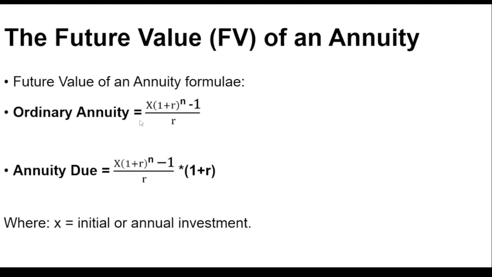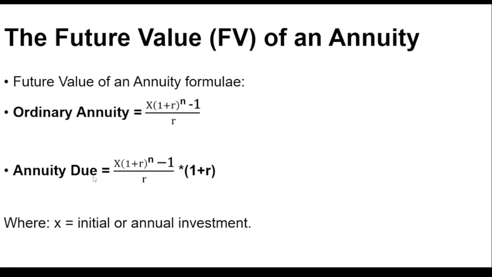All right. So these are the formulas for calculating the two types of annuities. We have the ordinary annuity formula. So we have X amount, which is the initial or the annual investment you are making, multiplied by (1 + R) raised to the power n, minus 1, divided by R. All right, so that is the formula for the ordinary annuity.